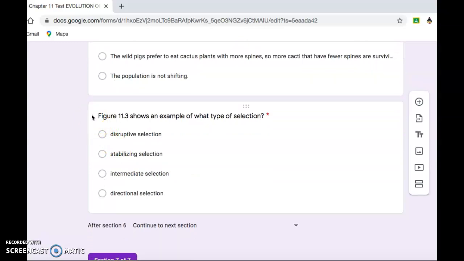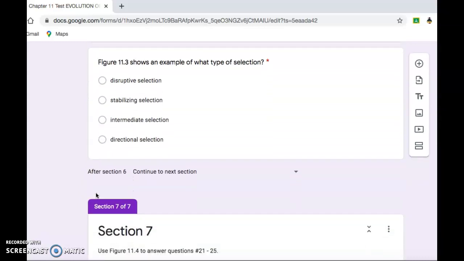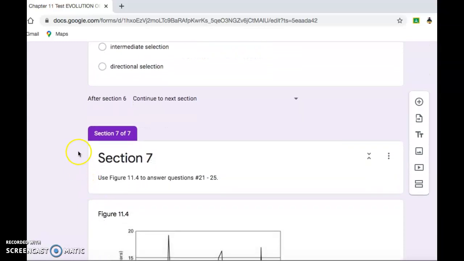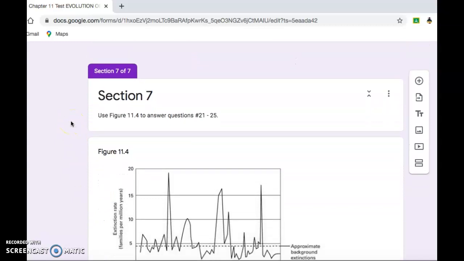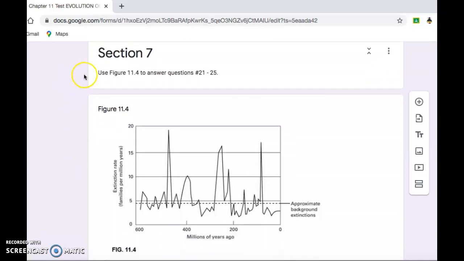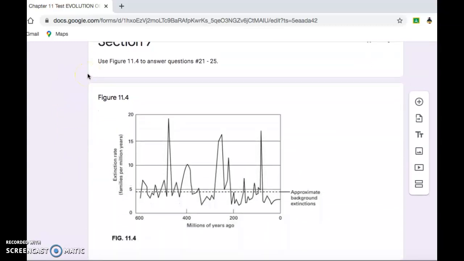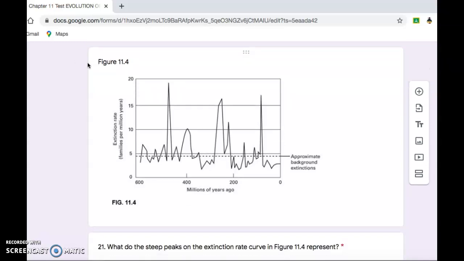Figure 11.3 shows an example of what type of selection? Disruptive selection, stabilizing selection, intermediate selection, or directional selection. When you are done with that, go ahead and move to Section 7. You are going to use figure 11.4 to answer the questions 21 through 25. So again, make sure you are referring to that image.